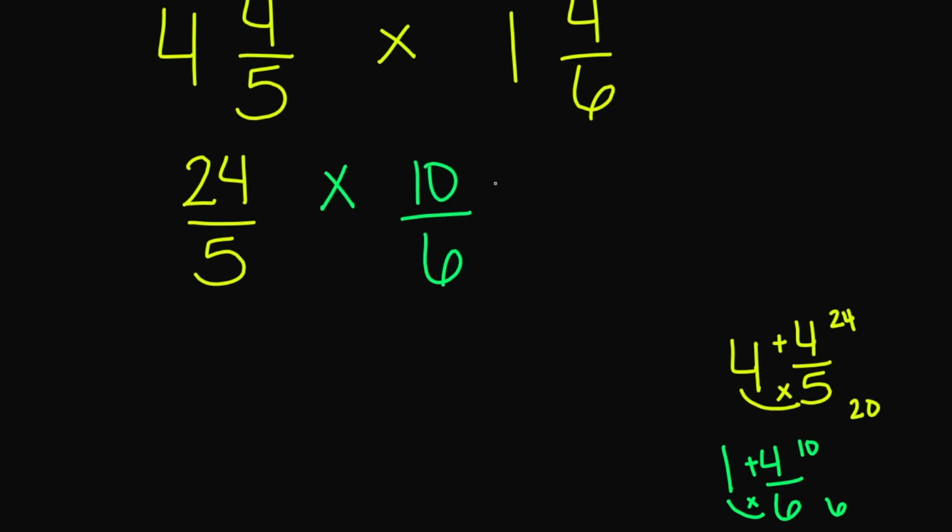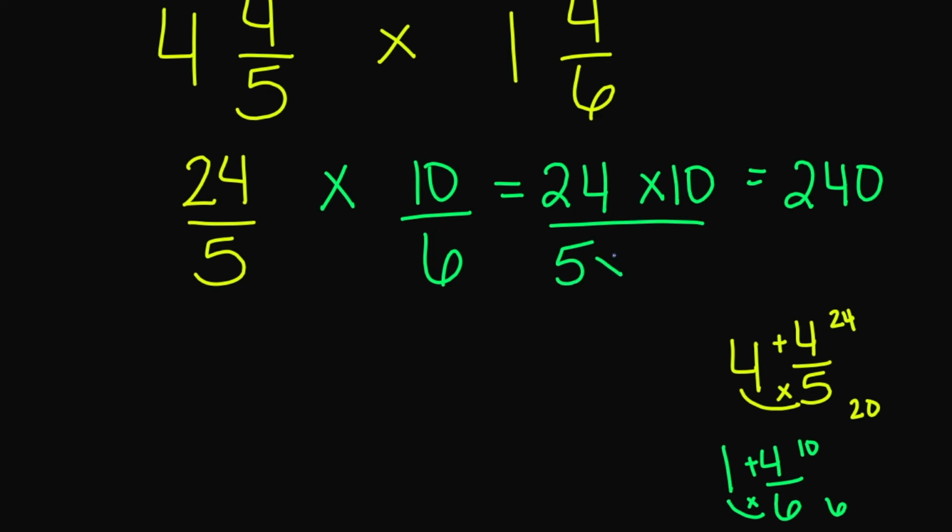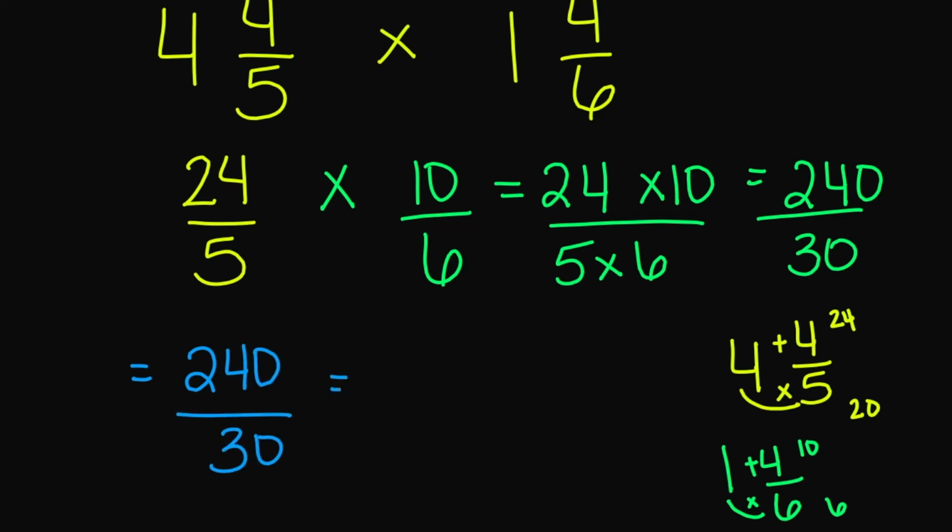Now I'm going to go ahead and multiply across. We have 24 times 10. This is going to equal 240. And then you have 5 times 6. This is going to equal 30. If you have 240 divided by 30, this is going to equal 8. So your final answer for this example is 8.